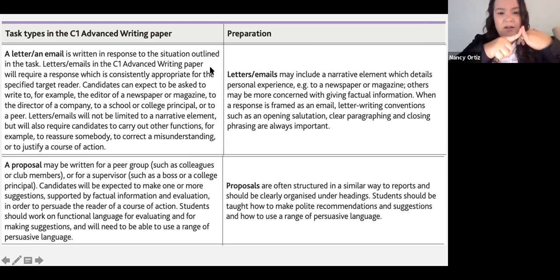Language to make suggestions, language for evaluating, language to give opinions and suggestions. We have already covered that, okay? So practice and check your notes for hedging and for being diplomatic. Letty, can you please read the preparation?